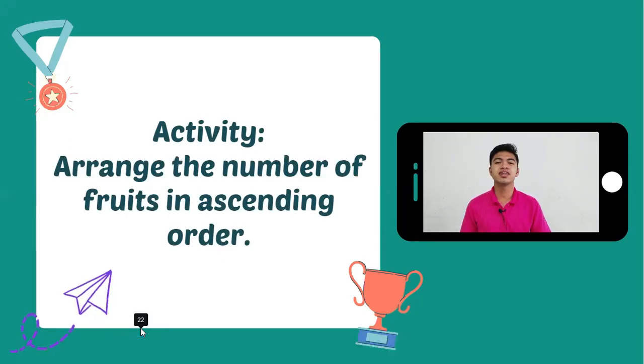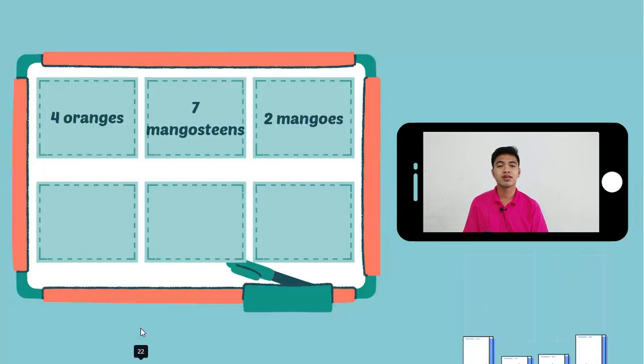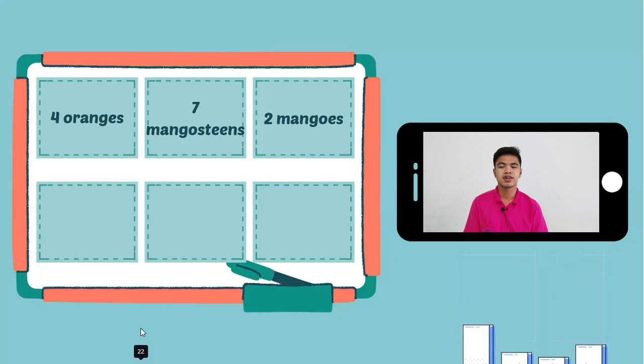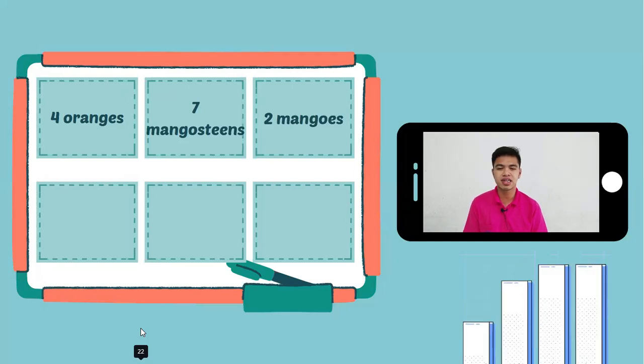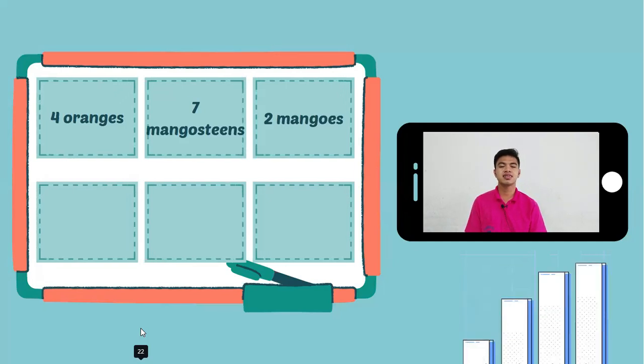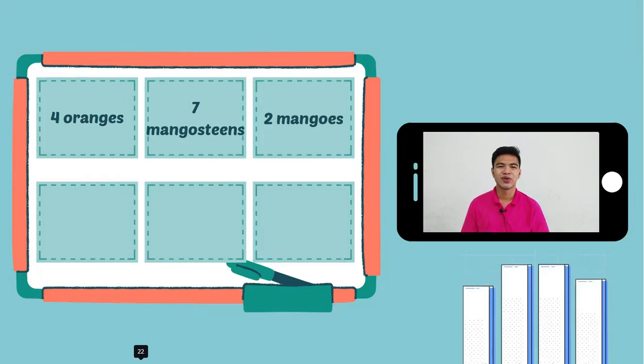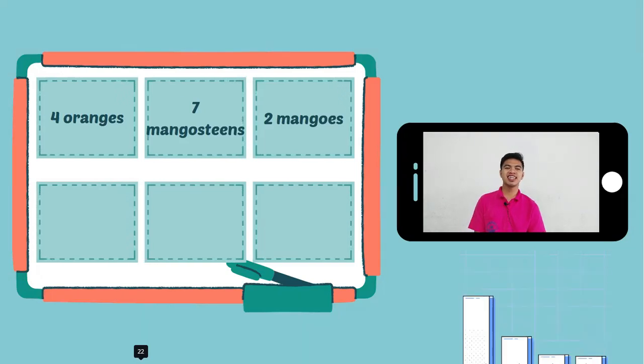Alright, so since we already know how to arrange the numbers from the biggest to the smallest and from the smallest to the biggest, we are going to try to apply it to fruits or objects, okay? So we're going to arrange the number of fruits in ascending order. Okay, so let's go. For the first example, we have 4 oranges, 7 mangosteens, and 2 mangoes. We are going to arrange them in ascending order.